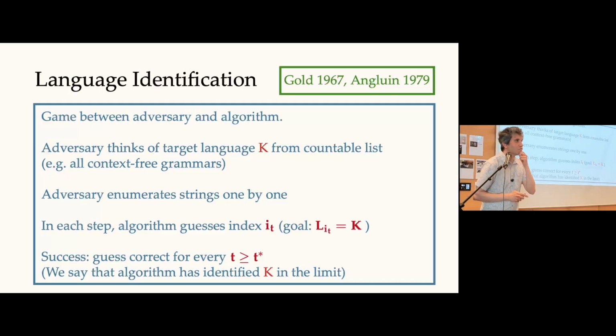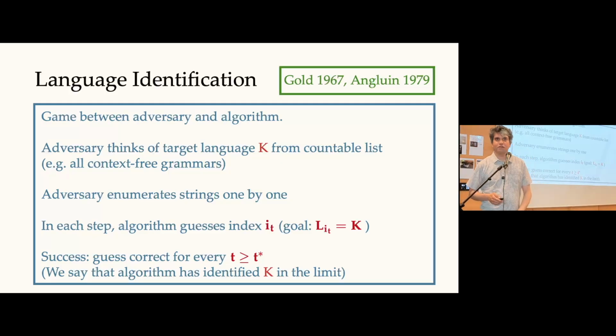Yeah, another question: meaning that every word of all languages appears at some point? Yeah, so if the adversary has chosen a particular target language K, then for any string, any element of that language, there must be some point of time when that element will be presented. Okay, so it's a very basic assumption.